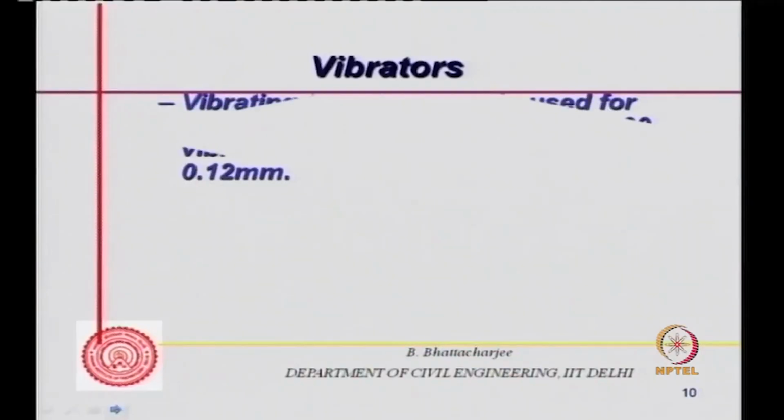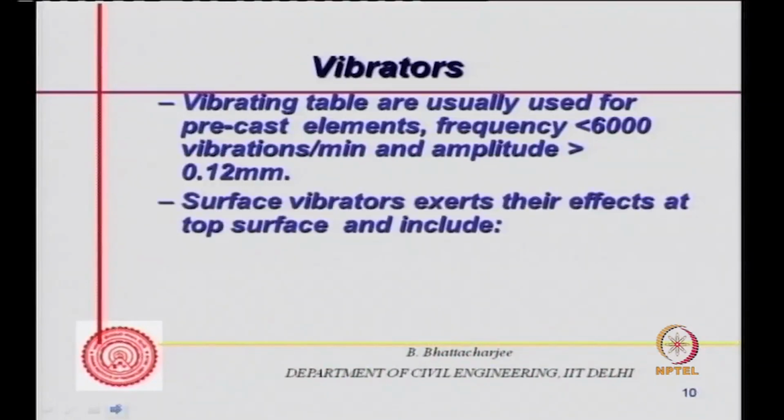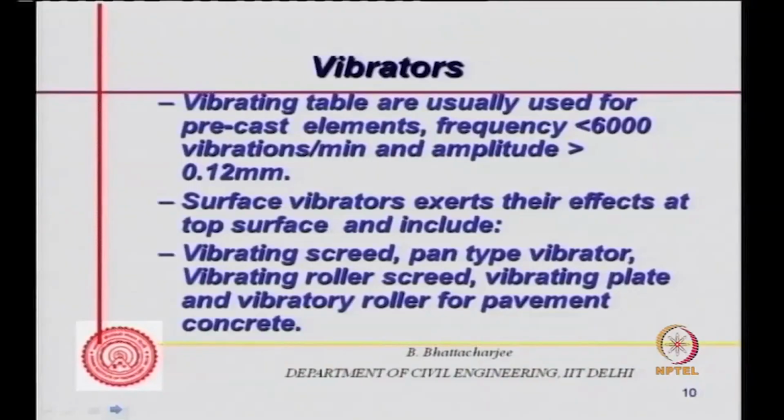The other kind of vibrator, the table vibrator or vibrating table, is usually used for precast elements or for laboratories. Frequency is less than 6000 vibrations per minute, and amplitude is less than 0.12 millimeter. For precast elements, one can use this. Surface vibrators exert their effects at the top surface and include the vibrating screed, pan type vibrator, vibrating roller screed, vibrating plate, and vibrating roller for pavement concrete. They have their specific uses.